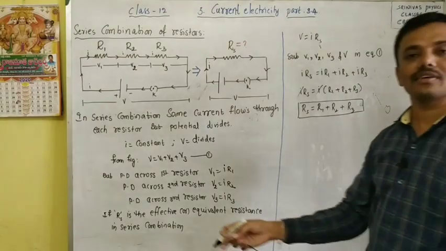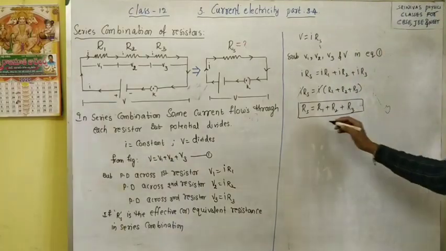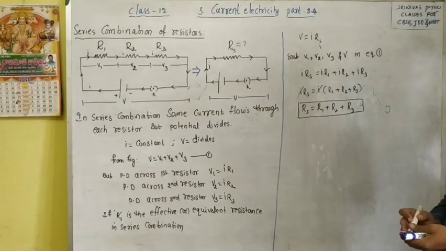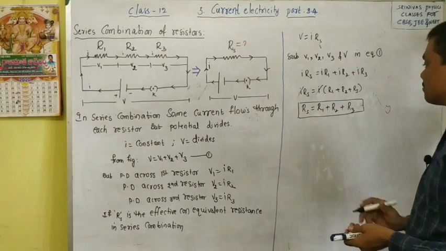In order to find the effective resistance in series combination, the total resistance in series combination, we just have to add the individual resistances. That is RS is equal to R1 plus R2 plus R3. It was very simple, right?